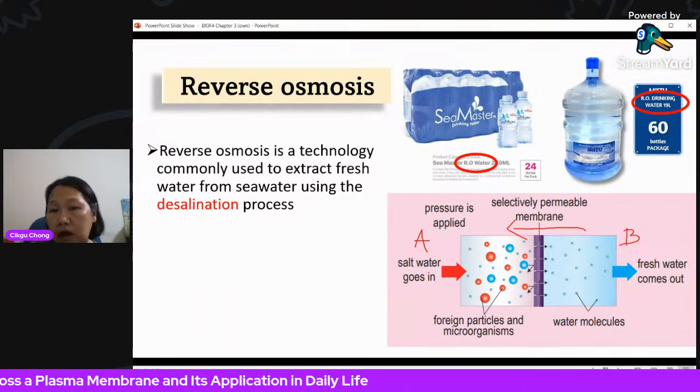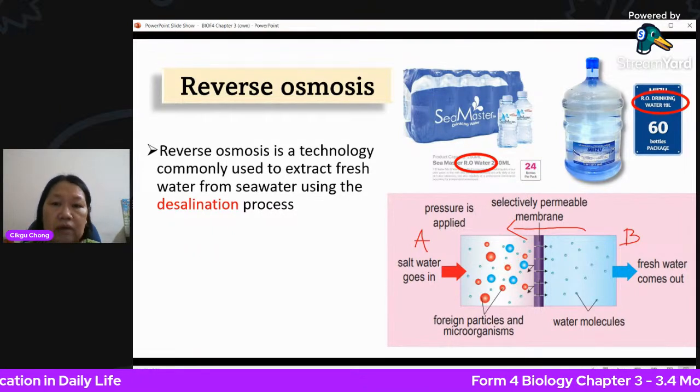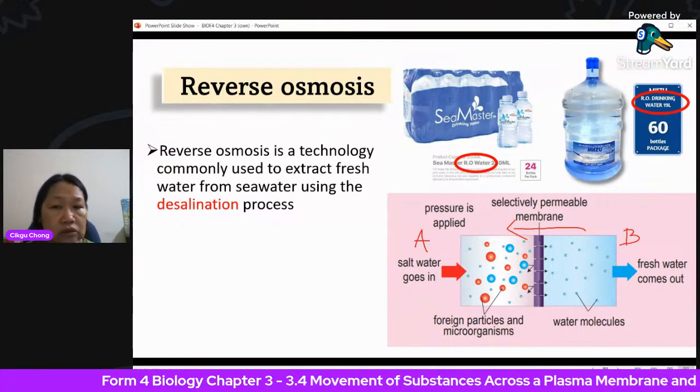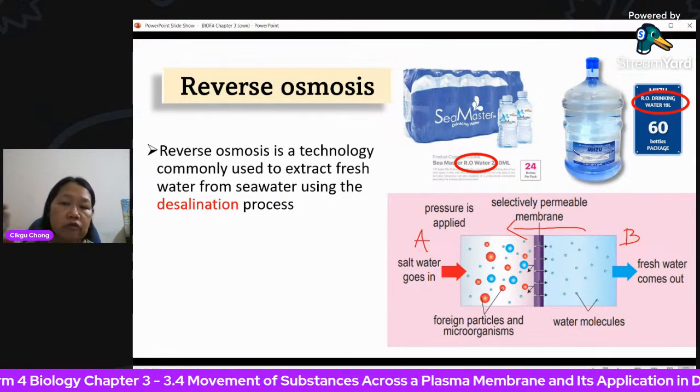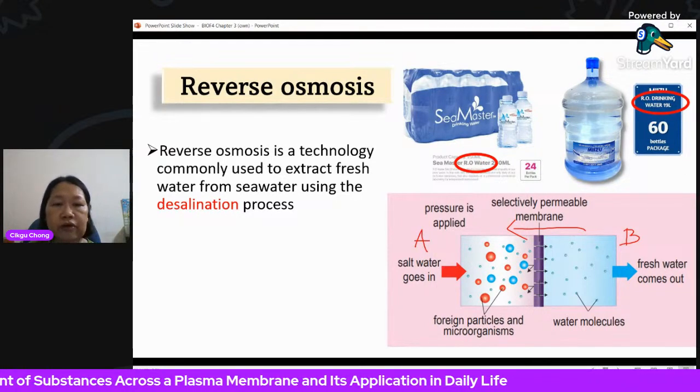Because this one got more, it will try to move over to the other side, to B, but it's unable to, because this selectively permeable membrane has very tiny pores that only allow water to go through. So only water can move from B to A, but the salt cannot move from A to B.